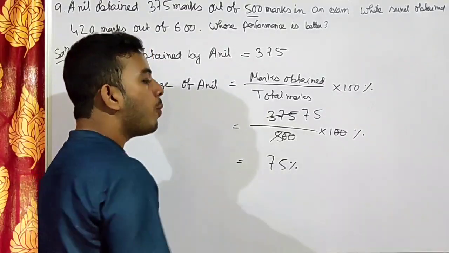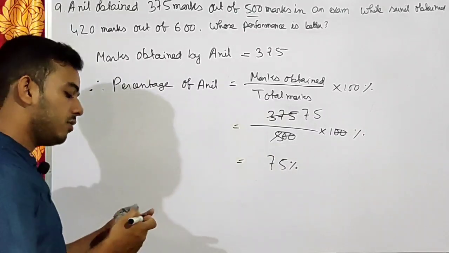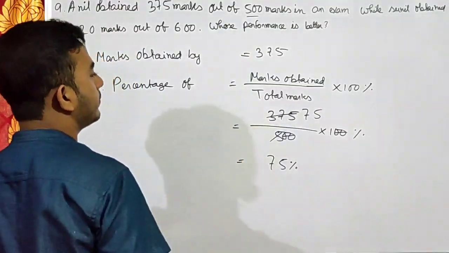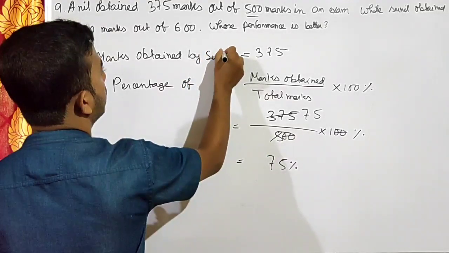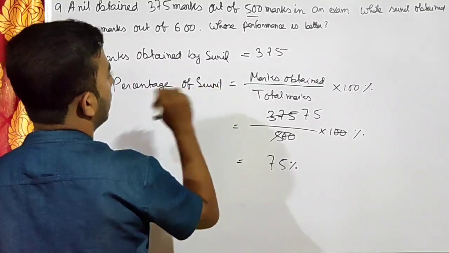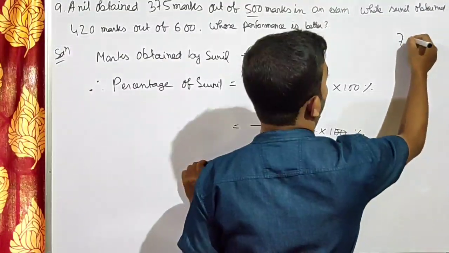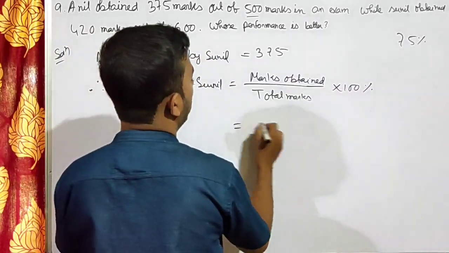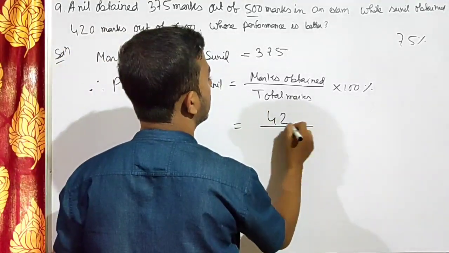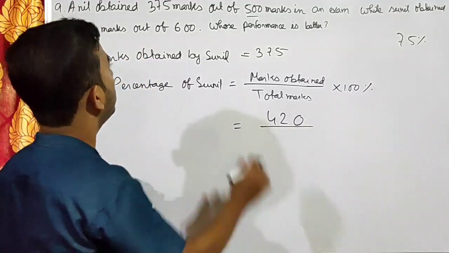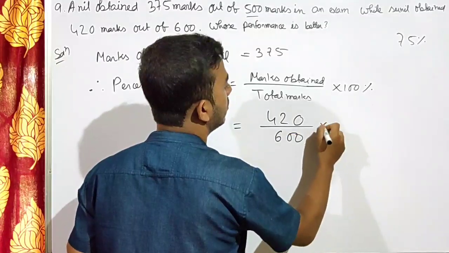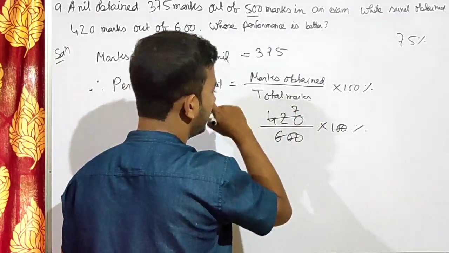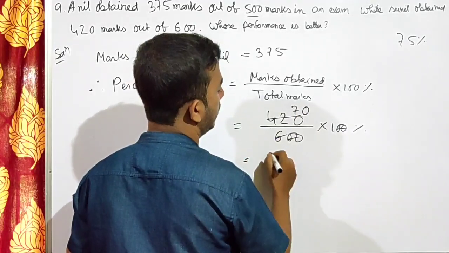So Anil's percentage is 75%. Now let us find Sunil. We'll write marks obtained by Sunil. Remember this, Anil's percentage was 75%. Marks obtained by Sunil is how much? 420. Total marks is how much? 600 into 100. 0, 0 cancel. 6 into 7 is 42, then 0. So it will be 70%.